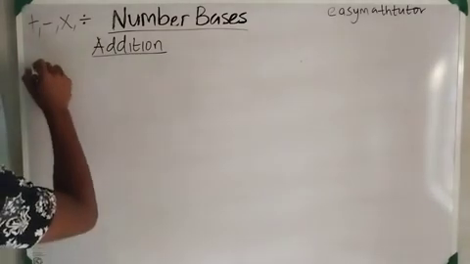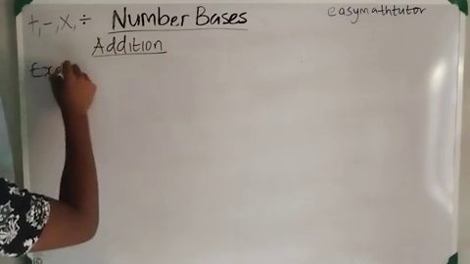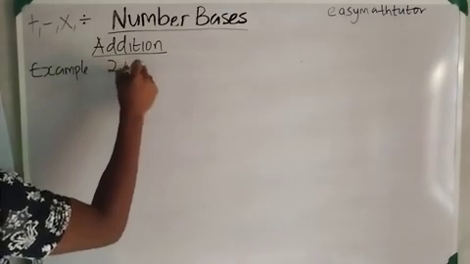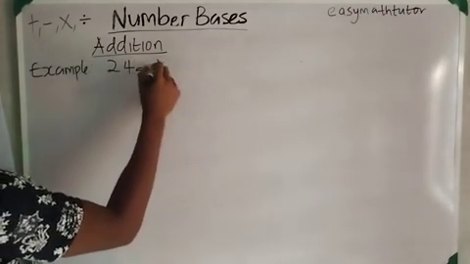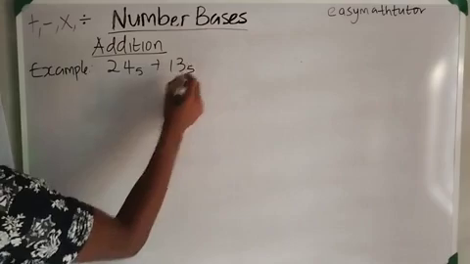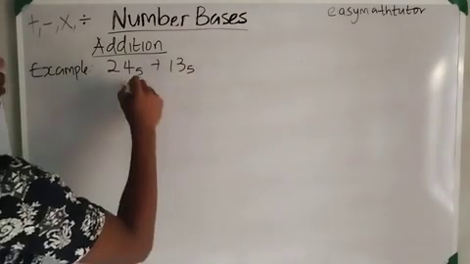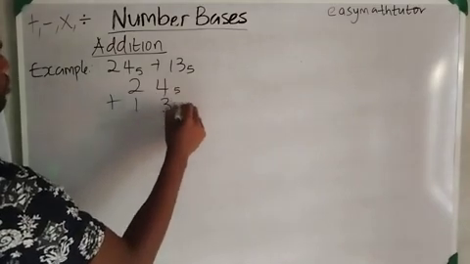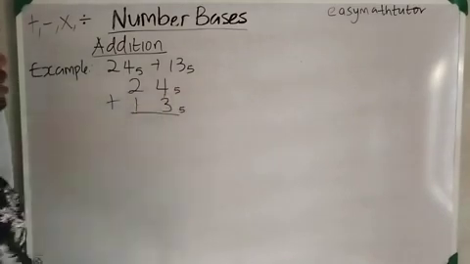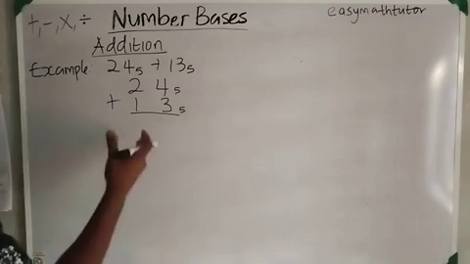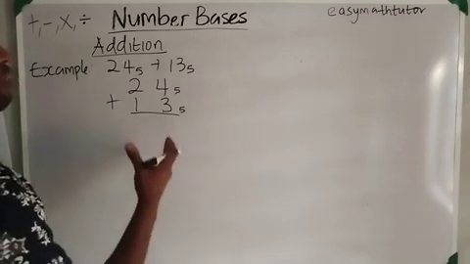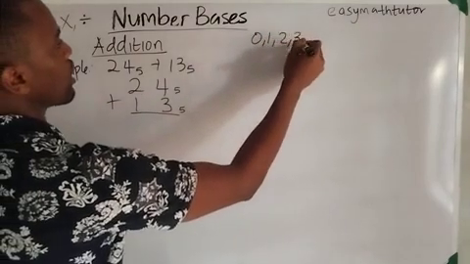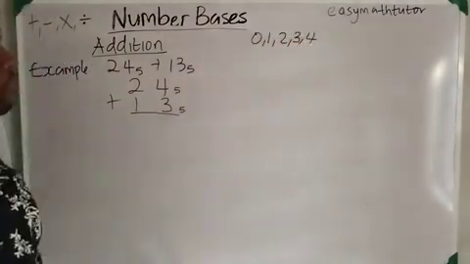So let's say we have an example 1, and we have to add up two numbers that are in base 5. 24 in base 5 plus 13 in base 5. How do we go about this? 24 plus 13, both in base 5. Now 4 plus 3 is 7. We cannot have 7 in base 5 because the numbers we have in base 5 are 0, 1, 2, 3, and 4. So 7 is not a number in base 5.